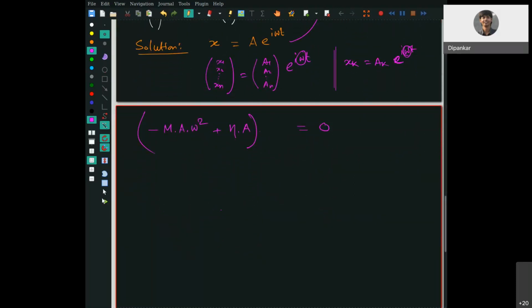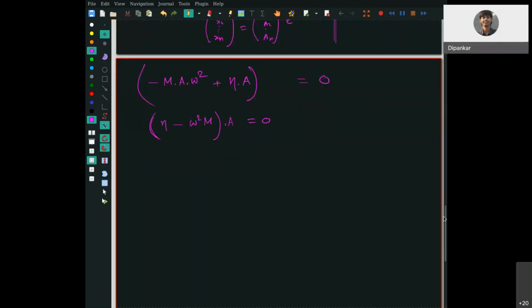So this is the equation that I need to solve. Now, again, I want to write the equation in a cleaner form: eta minus omega squared m, times a, equals 0. Omega square is a number. Remember, omega is a number. So first of all, you should notice that this is an n cross n matrix, and this is a column matrix, and the product is equal to 0.